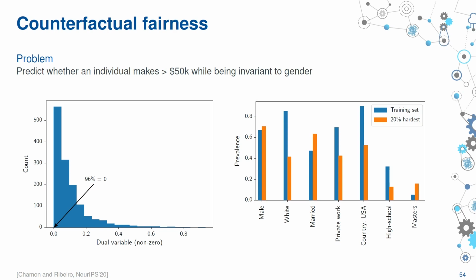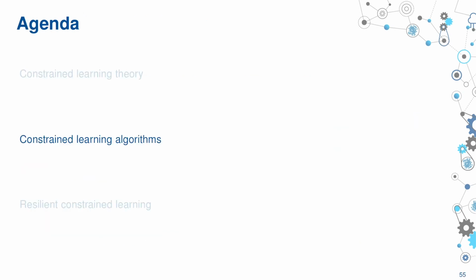I have 12 minutes left, according to my calculations. So let me move on to talk about algorithms for 6 minutes, and then finally to talk about resilience for another 6.